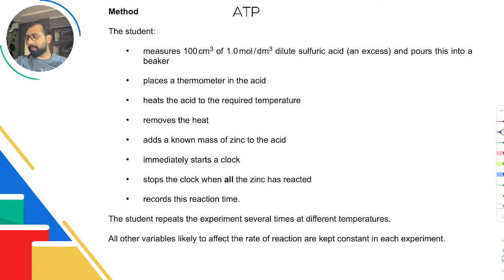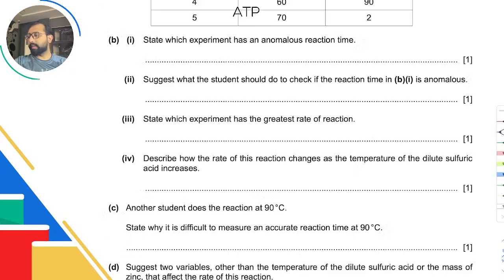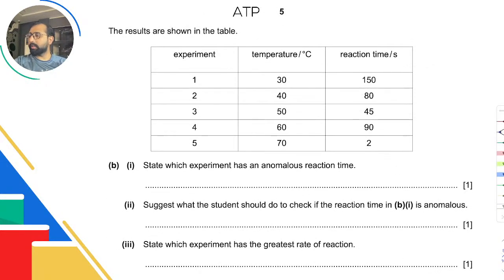The student repeats the experiment several times at different temperatures. A problem comes up here: he is making the temperature different, but every time he stops the heat beforehand, so the temperature doesn't stay the same, which means his reading is not coming out right. All other variables likely to affect the rate of reaction are kept constant in each experiment. Okay, that's a good thing. So we have this table of temperature and a table of reaction time, and you can clearly see that as the temperature increases, the time decreases.